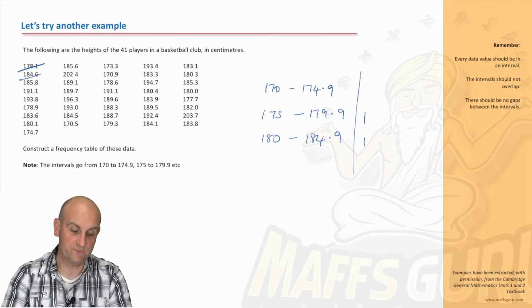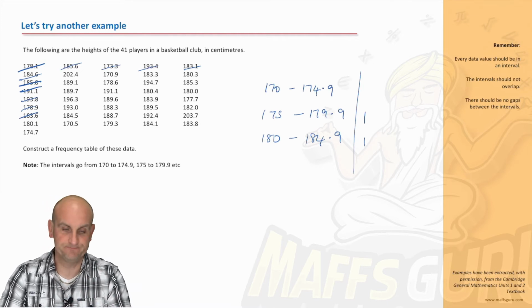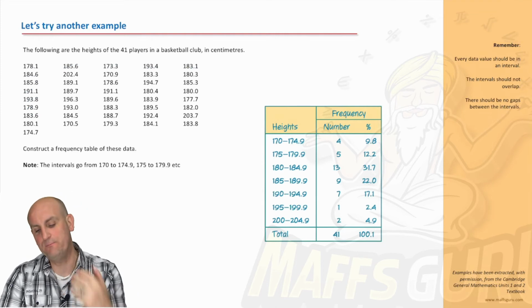Now in this situation, for some reason, I decided to work down my columns. Doesn't really matter. I could have worked across. It is personal preference. But putting those little marks through it means you're not going to double count a number. Well, hopefully not. And lo and behold, here we go again, a completed table.